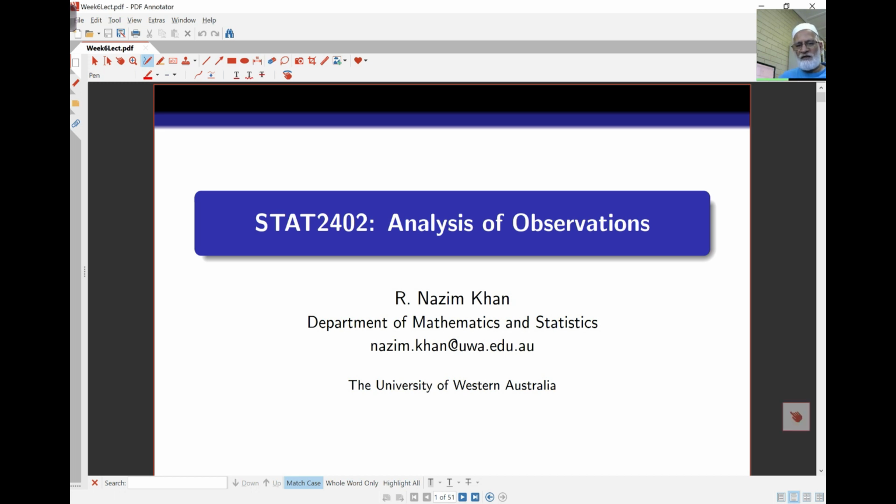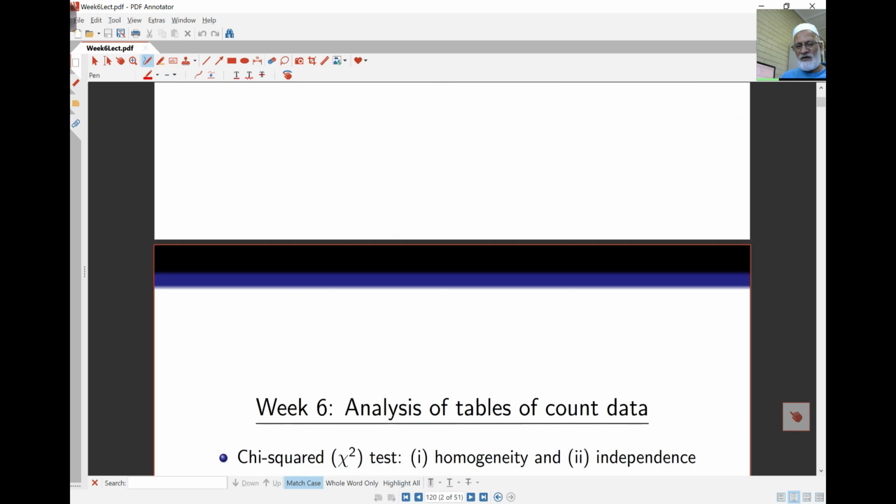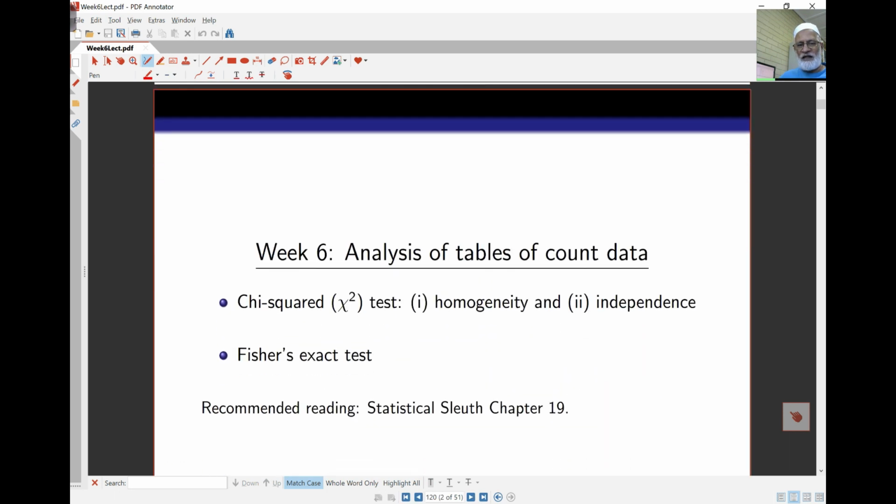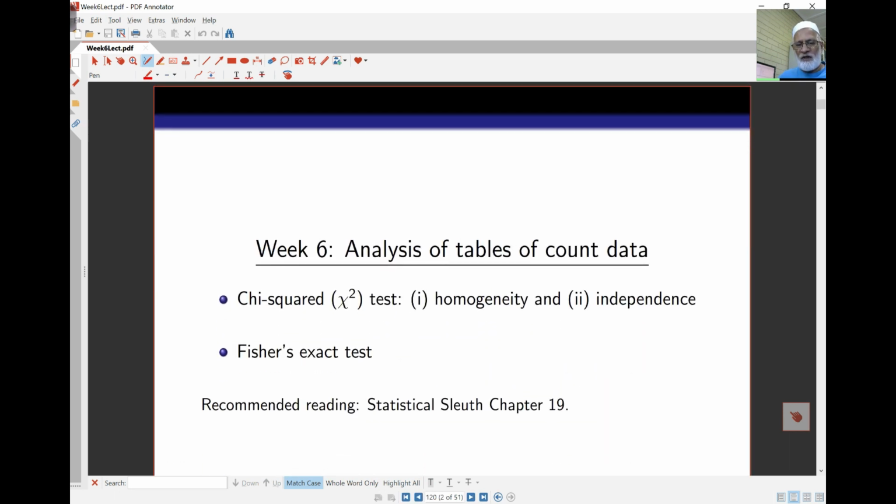This week we'll cover some more topics dealing with analysis of discrete and count data in the form of tables. So we'll take a look at chi-square tests for homogeneity and independence, and then what's called Fisher's exact test.